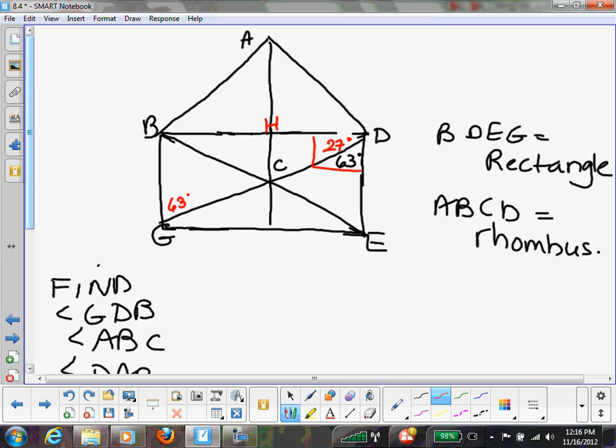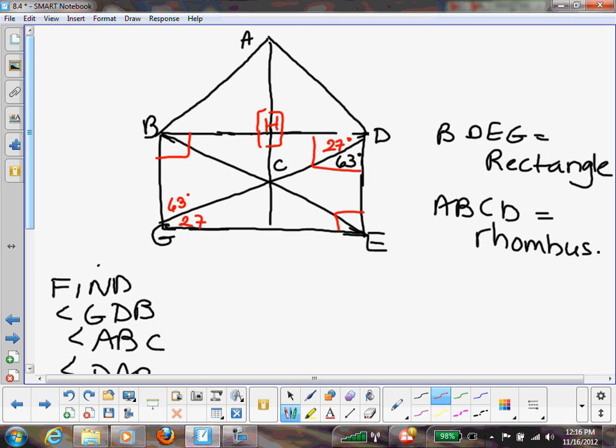What do you see, Athena? Angles B and E are 90. Okay, yes. We know that these are 90. We don't know how these are divided, but we know that these are 90. Okay. Why do you know that? Okay. What else?